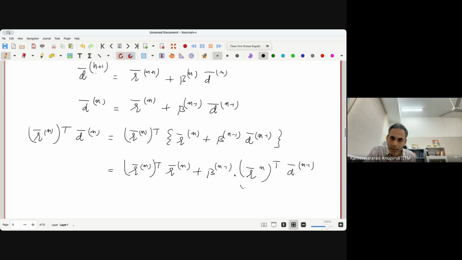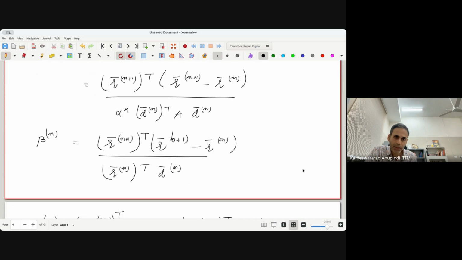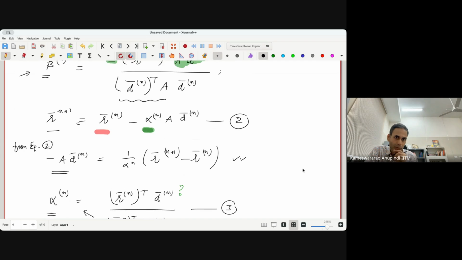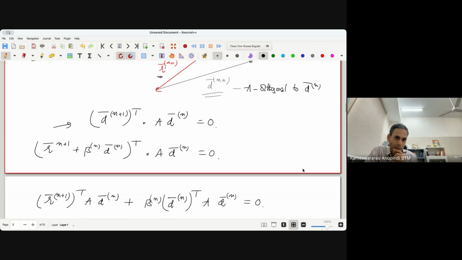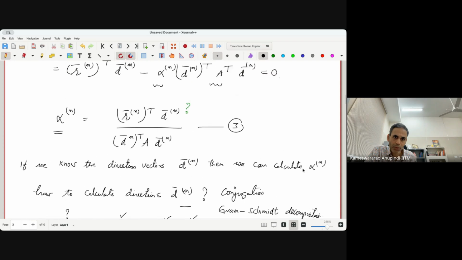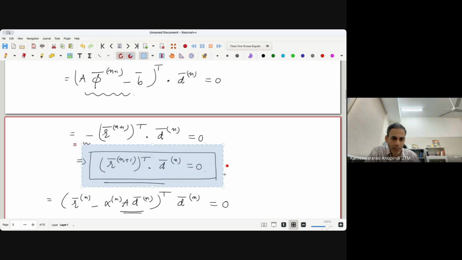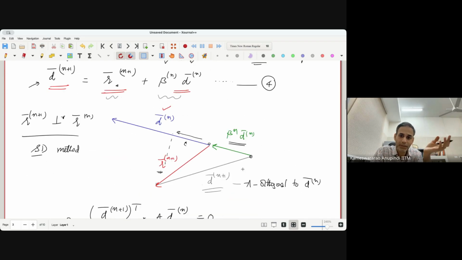But what is R bar n transpose d bar n minus 1? Right. So now I'm looking at R n transpose and d bar n minus 1. We have also proved this thing slightly before. So here, we have proved that R n plus 1 transpose D n is equal to 0, right? This is what we have proved. Okay, let me copy paste this. That means the residual at n plus 1 is orthogonal to the direction D n.